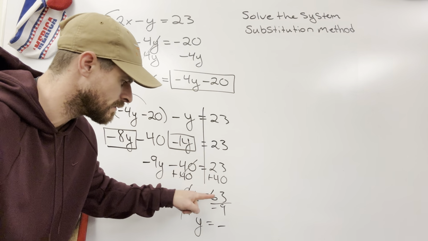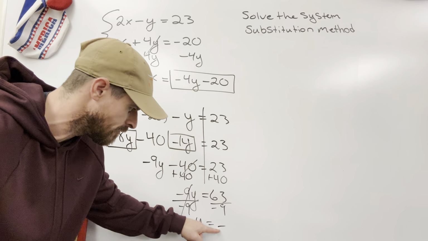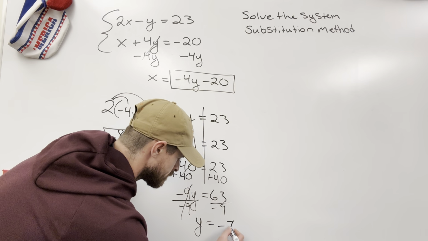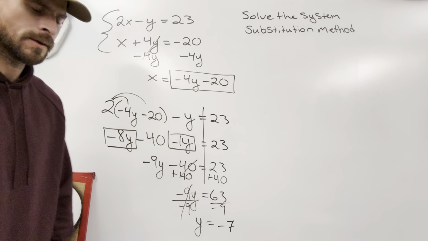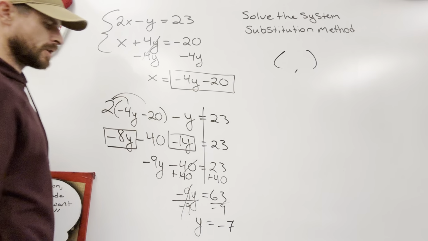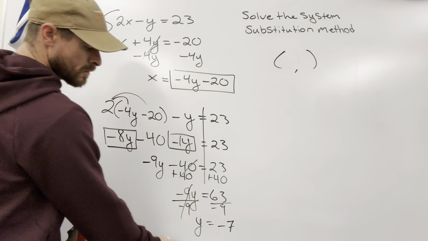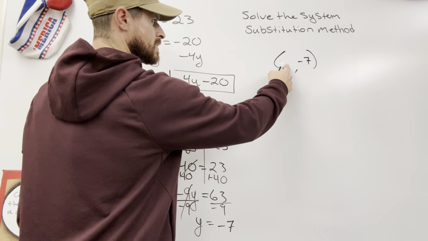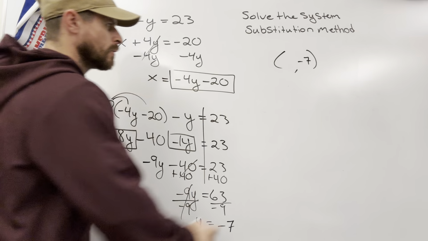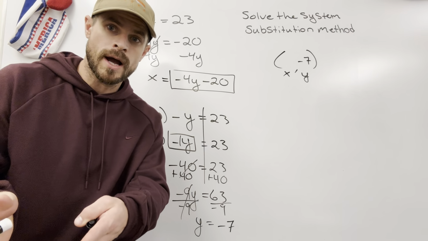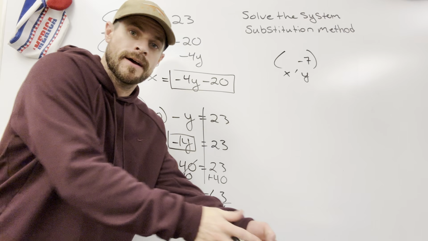A positive divided by a negative equals a negative. And how many times does 9 go into 63? 7. There we go. So we know our solution has a y value of -7. But there's still a missing spot. Yeah, I know. We haven't figured out what our x is yet. So we're going to use our y value to find our x value.